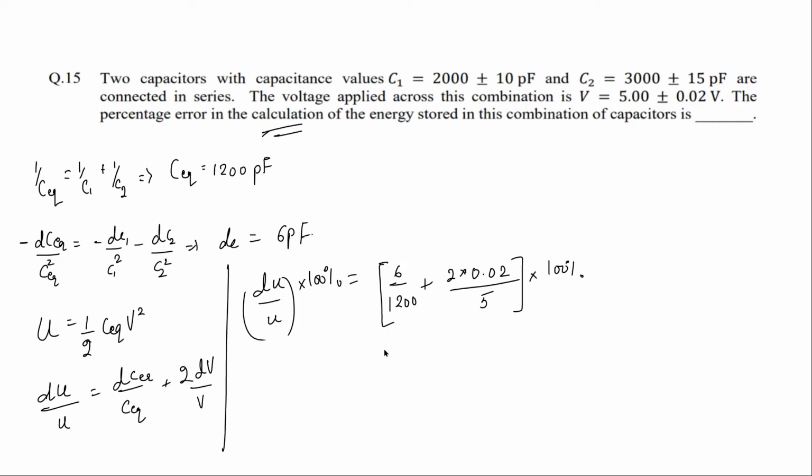So I'll be getting it as 1 by 2 plus 4 by 5. So that percentage error in energy stored is 1.3%.